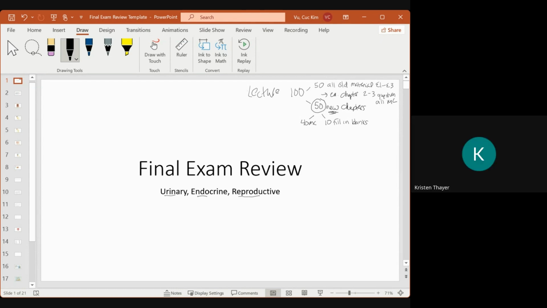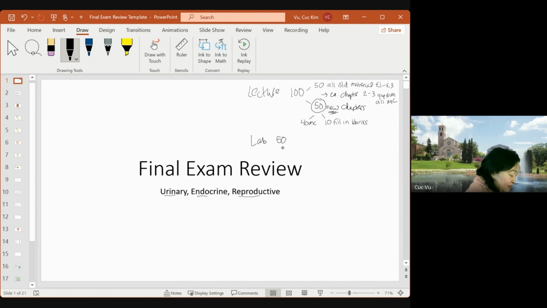Oh, for the lab, would it be the same thing where there's like a couple on each chapter that we're going to have to identify, or is that a little different? Yes, ma'am, exactly the same. So the lab is going to have 50 questions. Of the 50, about 25 are going to be on the old lab materials, and 25 are going to be on the new lab materials.